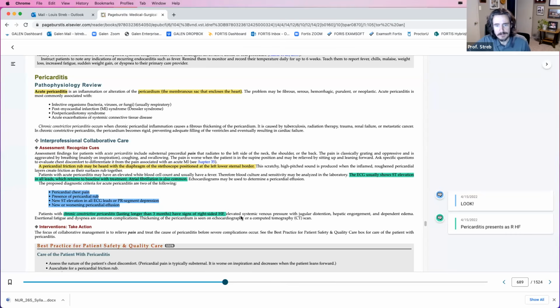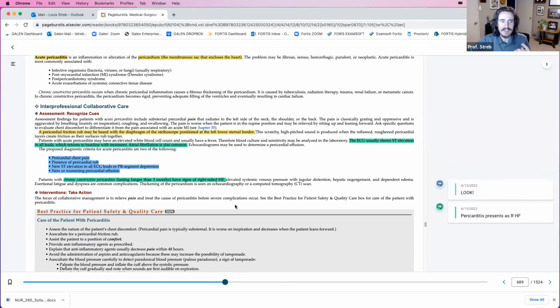So the signs and symptoms would be that systemic stuff: the jugular vein distension, the hepatic engorgement, because we know the liver filters that deoxygenated blood before it returns back to the heart. So the right side starts to fail, it goes back into the liver and it starts to become engorged. Dependent edema, my legs will swell. Exertional dyspnea and fatigue. Oh, that was like left-sided heart failure, because it all goes back eventually.